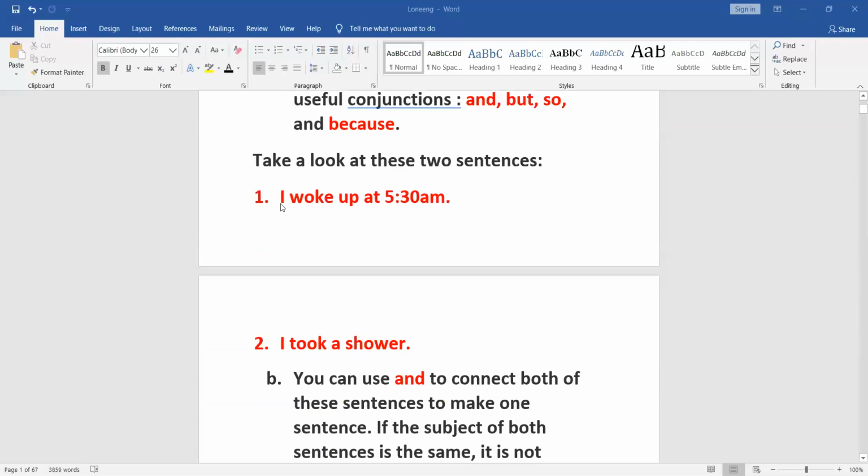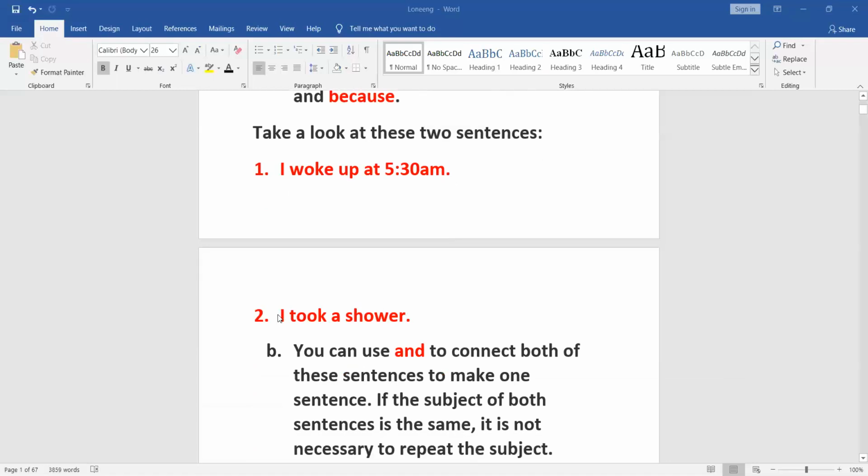Take a look at these two sentences. The first phrase is, I woke up at 5:30 a.m. This particular sentence can stand on its own. Okay, I woke up at 5:30 in the morning. It can stand on its own. And the second sentence is, I took a shower. This also can stand on its own.